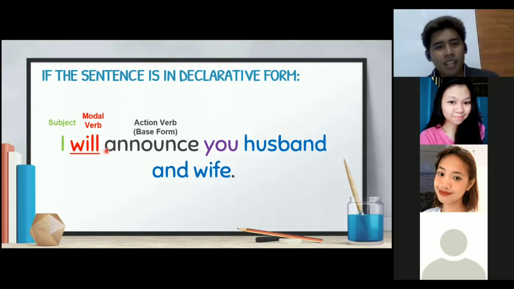And take a look at this. Announce is in the base form. Though the subject I is singular, we have a rule in creating sentences that if there's a subject I or personal pronoun I, you, you must use the base form of the action verb.